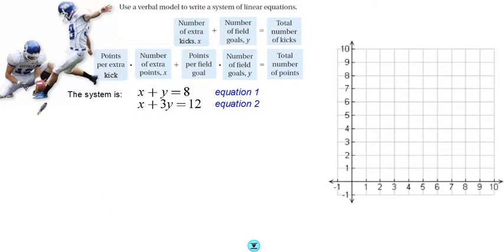So now I'm going to use the next slide to do the graphing part. Now, we found our equation. The first one was x plus y equals 8, and the second one was x plus 3y equals 12. We have a system of linear equations.